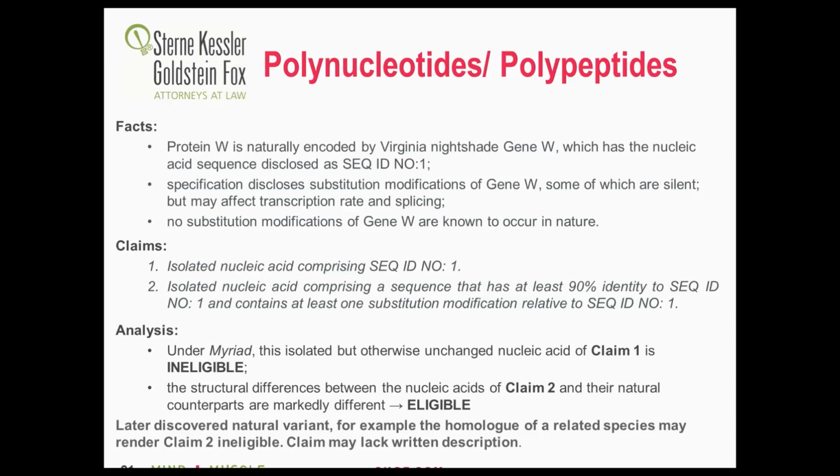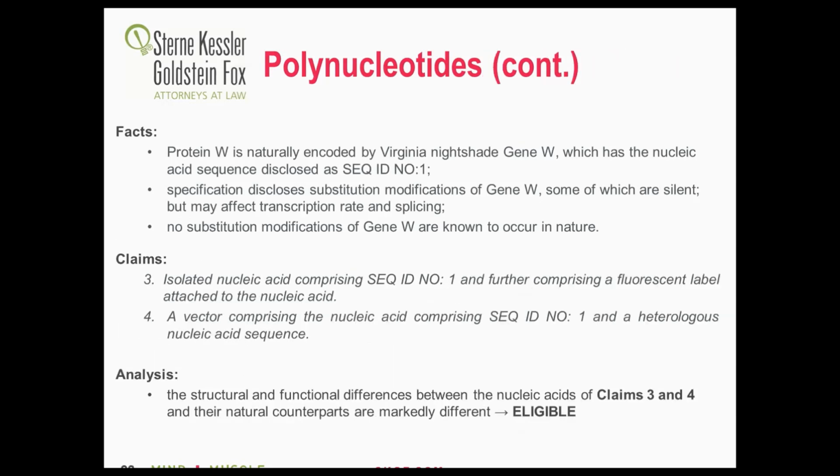So keep in mind that while this claim might be patent eligible over the original sequence of gene W in the Virginia nightshade, it may not be patent eligible over the homologous gene that was cloned from a related species, for example, the West Virginia nightshade. So when you're trying to claim a genus of sequences by relying on variations in it, you have to keep in mind that even if you are eligible over all the currently known sequences, if a later isolated homologous gene falls within your genus, then the claim is ineligible.